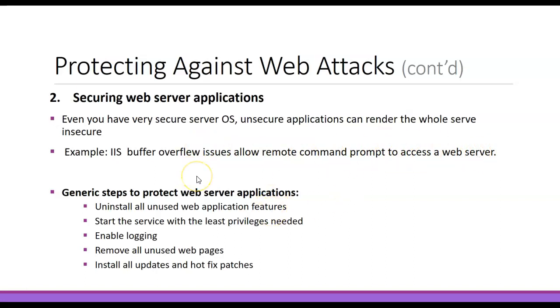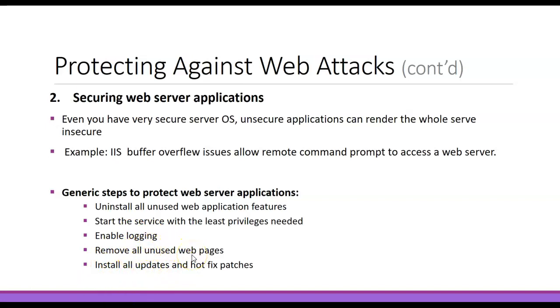Now, what are the steps? The generic steps to protect the web server: uninstall unused web application features. If you have any features that you are not using, remove them. Start the service with the least privilege needed. Give it the least privilege. Enable logging, as I said, with the operating system. Track the activities.